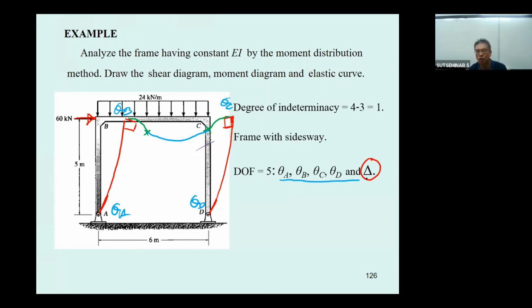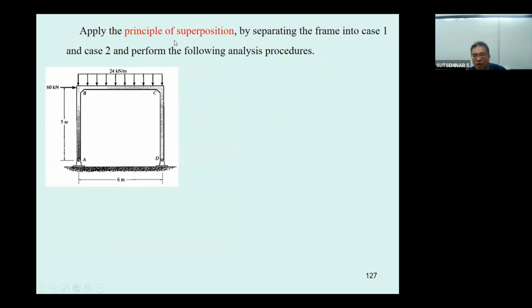There are going to be a total of 5. However, for doing the analysis of this problem, you will use 4EI over L here, and you may use 3EI over L and 3EI over L. Then the theta A and theta D are gone. Okay, you can reduce the complexity of this problem to have only 5 degrees of freedom. Now, for the principle of superposition, okay, let me go by this. It's going to be more simple.